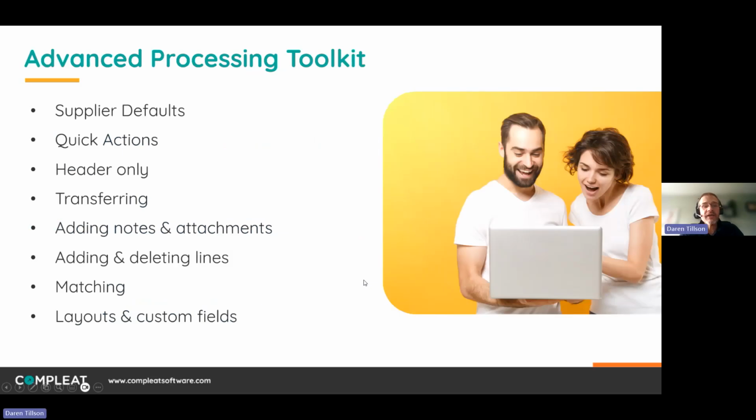So what we are going to look at, we've got quite a big list. I won't spend as long on them as I did last time, you'll be pleased to hear. We're going to have a look at things including supplier defaults, quick actions, header only extraction, transferring between layouts and between companies, adding notes and attachments to transactions, adding and deleting lines, matching of an invoice to an order, and then we'll have a quick look at layouts and custom fields as well, and some of the additional functionality we have around that.